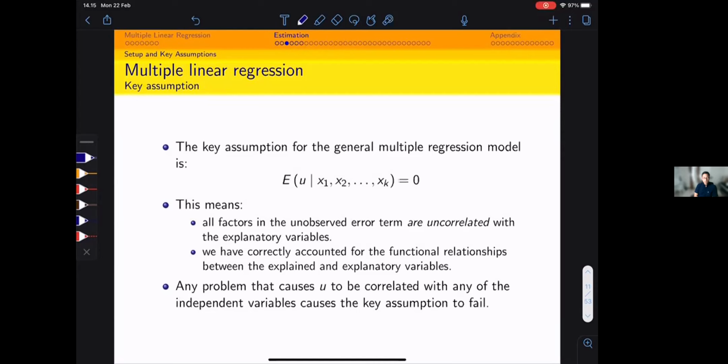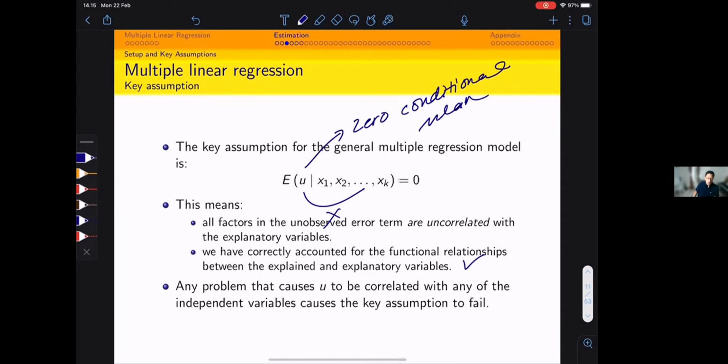So the key assumption for the general multiple regression model is that the expected value of the unobservables conditional on x1, x2, x3, and so on is going to be zero. Again, this is very similar to the assumption that we saw in the previous chapter. This is the same zero conditional mean assumption, okay? This assumption suggests that all factors in the unobserved error term are uncorrelated with the explanatory variables, okay? So there is no correlation between the factors that we do not observe and the explanatory variables. The zero conditional mean assumption also says that the model has correctly accounted for the functional relationship between the explained and the explanatory variables, okay?